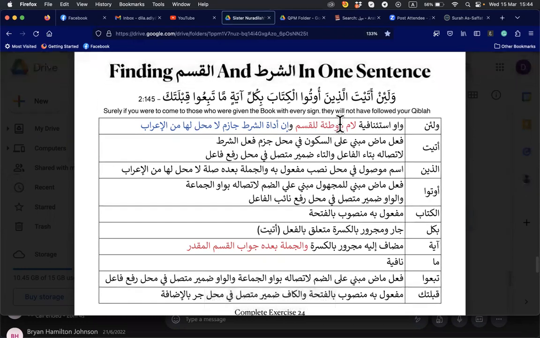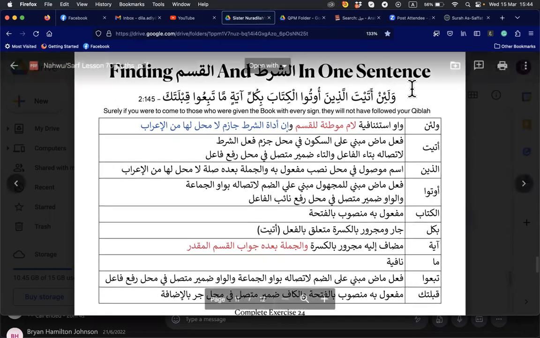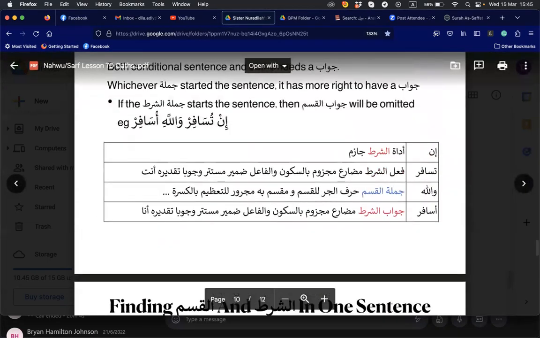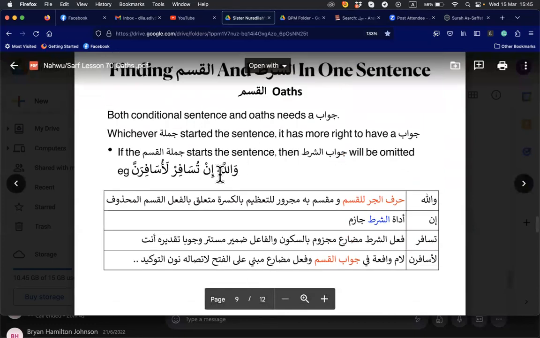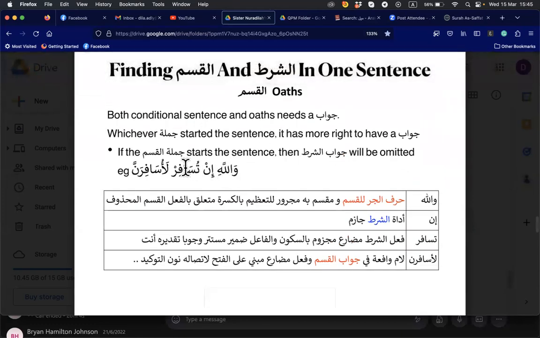They cannot call this lam adatul qasam because we don't have adatul qasam. The word pave the way implied as if after it will come a fi'il qasam. But no, there's no fi'il qasam. It acts like, for example, wallahi in safir, right?